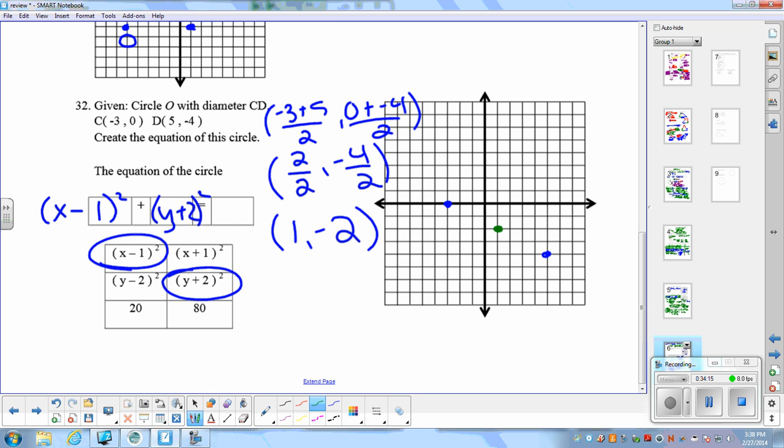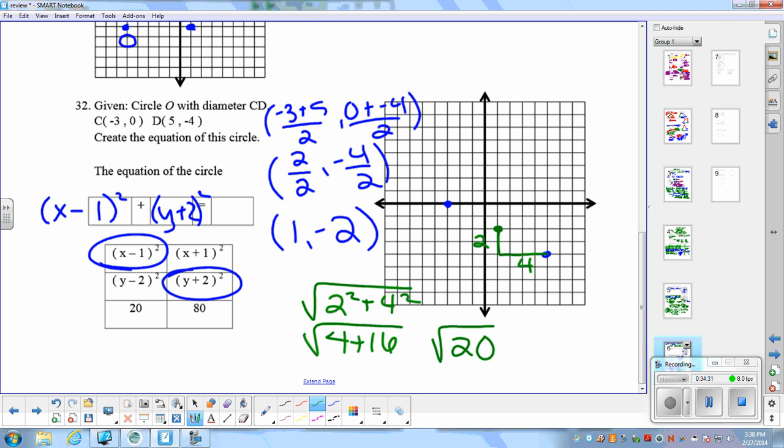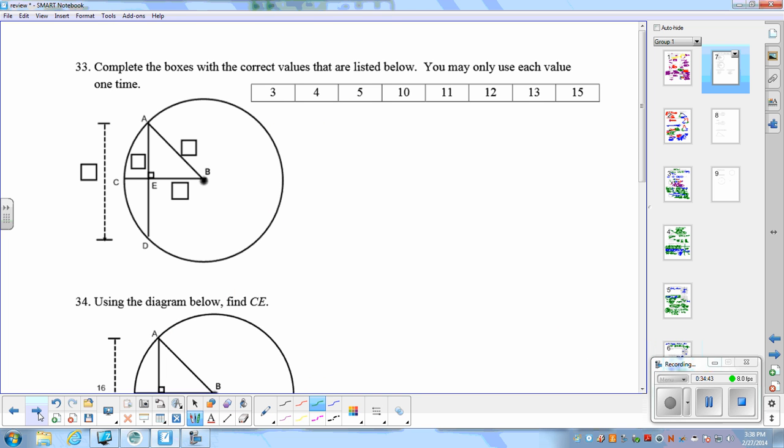So to get from my center to one of my points, I had to go down 2 over 4. So that's 2 squared plus 4 squared. So that's 4 plus 16, which is the square root of 20. So when I square that to get my radius squared, I just get 20. So it all equals 20. There's my equation. Next page.